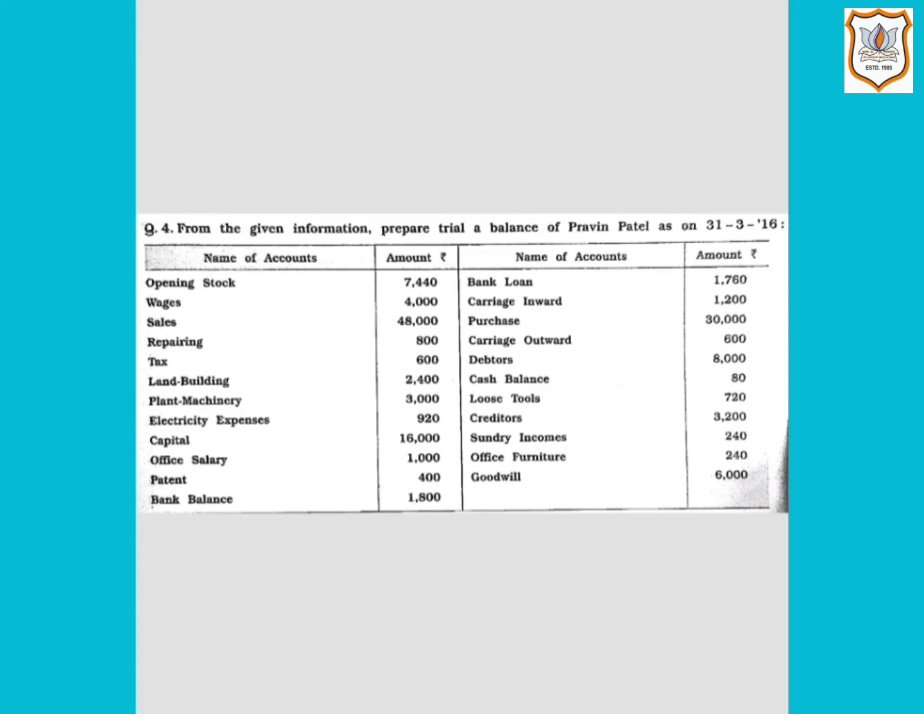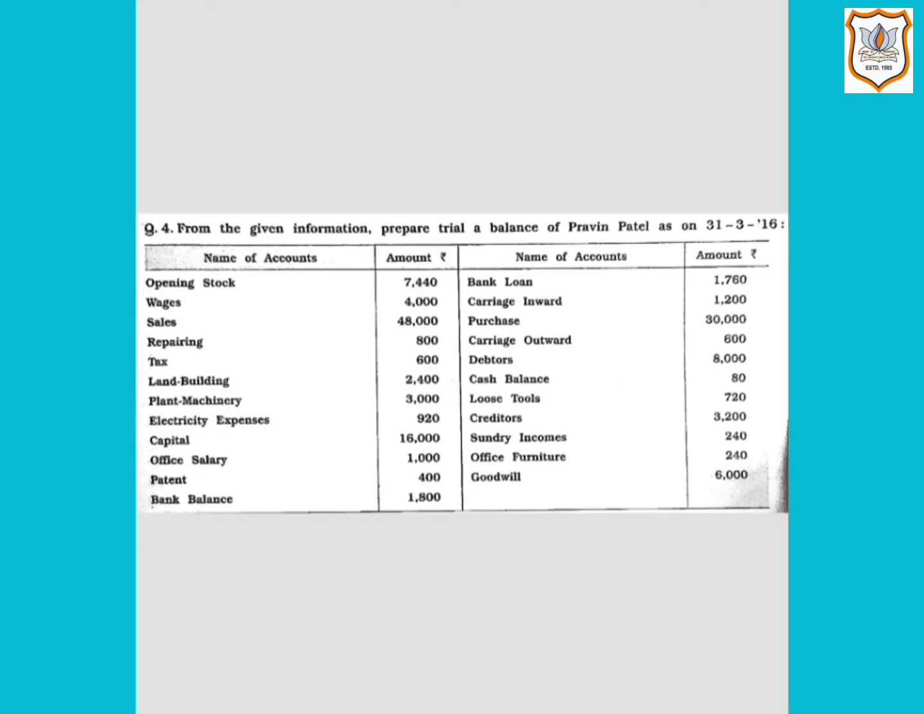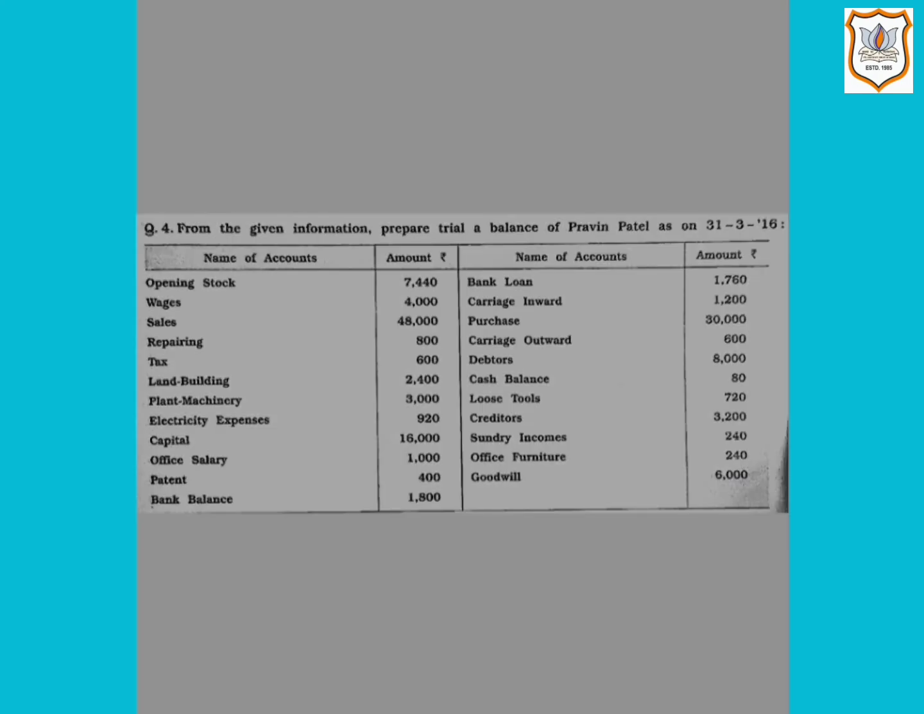Now let us do question number 4 of your textbook. Here is the question. From the given information, we have to prepare a trial balance of Praveen Patel as on 31st March 2016. Here some balances are given. See, a trial balance is prepared at the end of the accounting year. There are two forms of trial balance. First one is statement form and second is account form. You can prepare a trial balance in either of the two forms.